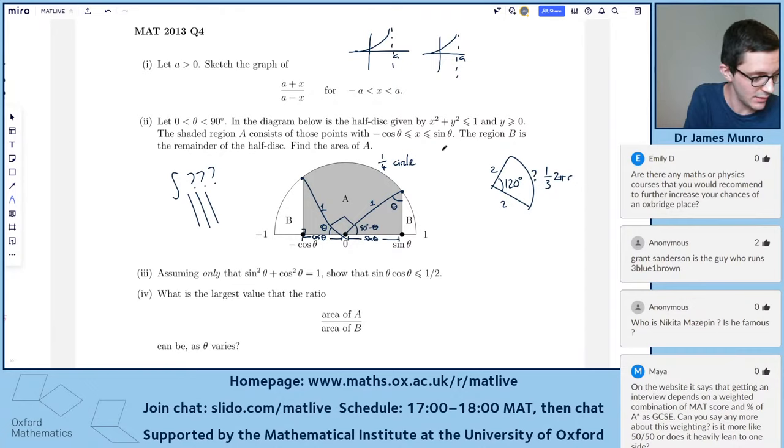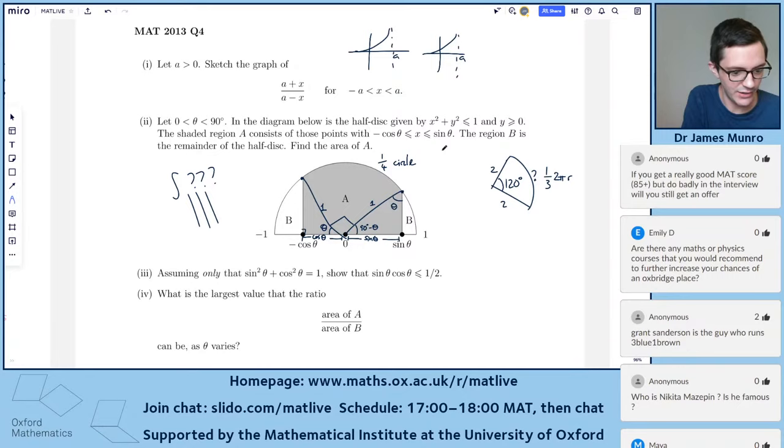If you get a really good MAT score but do badly in the interview, will you still get an offer? No, probably not. Sorry. We're shortlisting about three people per place. That means we can't make offers to all the people we interview.